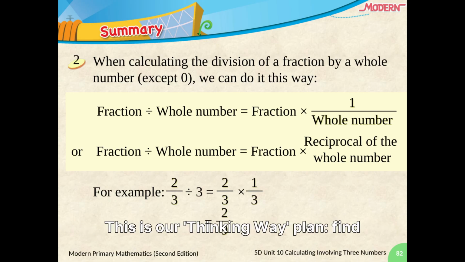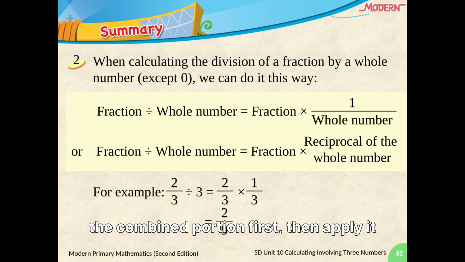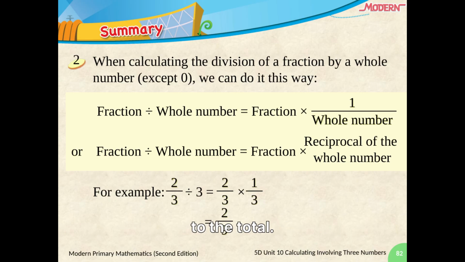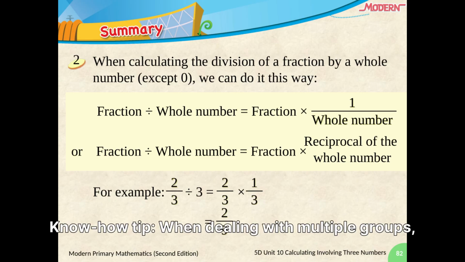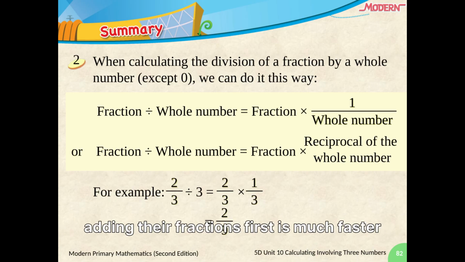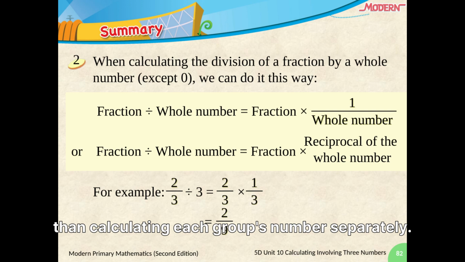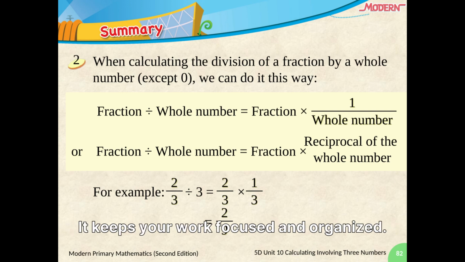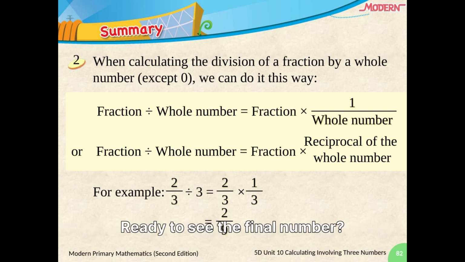This is our thinking way plan. Find the combined portion first, then apply it to the total. Know-how tip. When dealing with multiple groups, adding their fractions first is much faster than calculating each group's number separately. It keeps your work focused and organized. Ready to see the final number? Let's turn to the calculation.